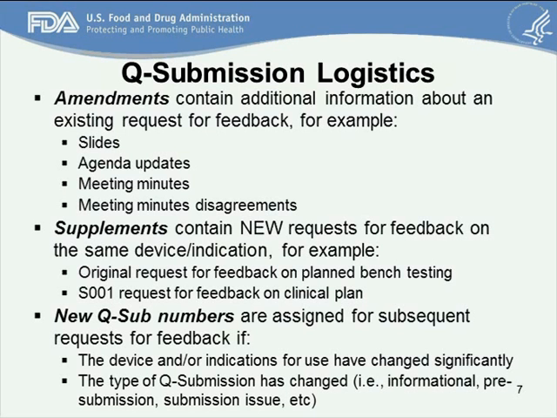For example, if you had a pre-submission for a device where you were specifically requesting feedback, but then wanted to have an informational meeting with FDA, that would be a new Q subtype. Because informational meetings are different types of Q submissions, the informational meeting Q-sub would receive a new number. It would not be a supplement to the previous Q submission.